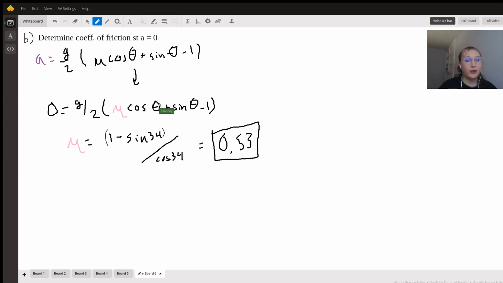Finally, for part B, we're asked to determine the coefficient of friction such that there's no acceleration. This might sound confusing, but it's actually pretty simple. All it's saying is that now the coefficient of friction becomes an unknown, but a is equal to 0. So we just return to our final expression for a, change a into 0, and change mu into an unknown. Then we solve for mu, and we find that mu equals (1 minus sine theta) over cosine theta, and that's 0.53.